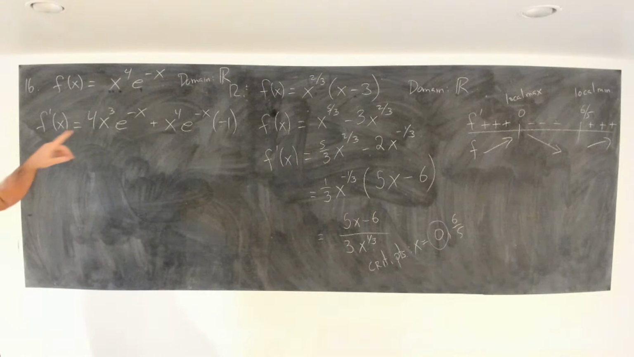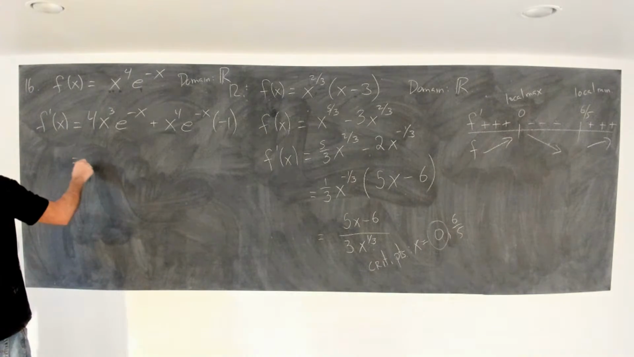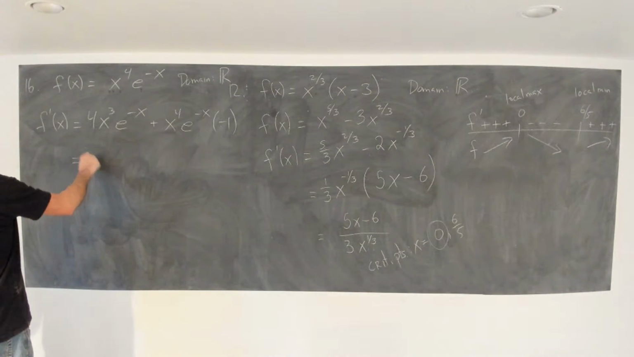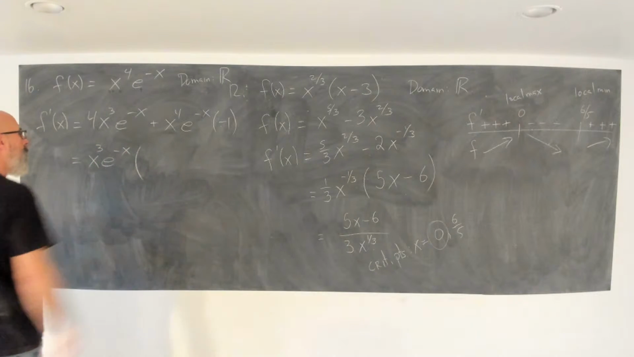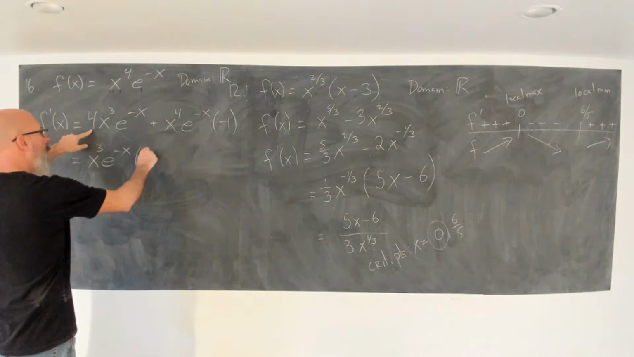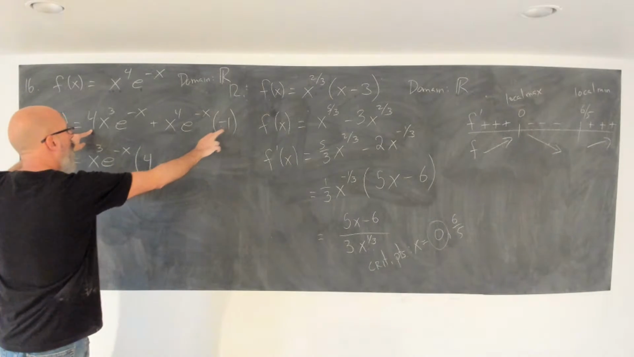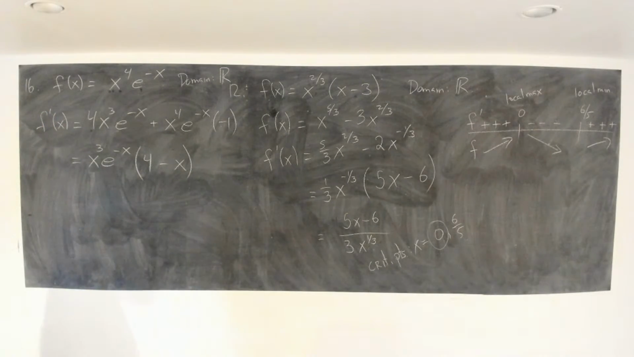So what are we doing? We're looking for critical points. Points where the derivative is 0 or the derivative does not exist. Let's factor out. What are we going to factor out? X cubed e to the minus x. Leaving us with 4 minus x.